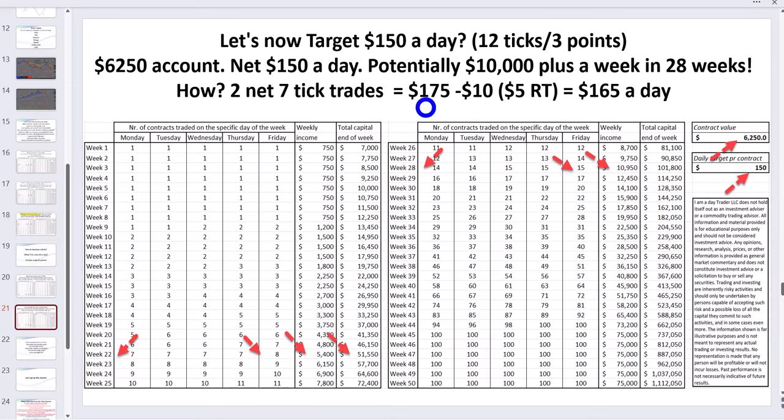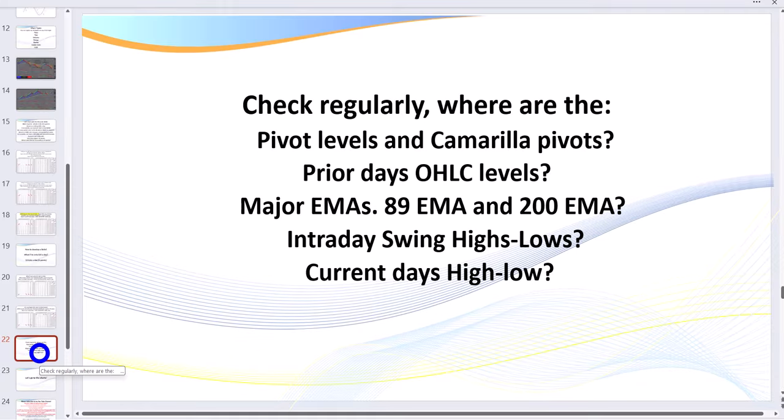What you may even choose to do then, and all you need is 2 7-tick trades a day, and I'll show you what those are, which will net you 165. Within a further 22 weeks you're now up to 5 grand a week income, 50,000, or 28 weeks later you've now got your 10 grand a week, just cruising. 2 7-tick trades a day, 2 trend following EMA bounces. Now there's specific patterns that will give you these high probability setups, which I'll show you.